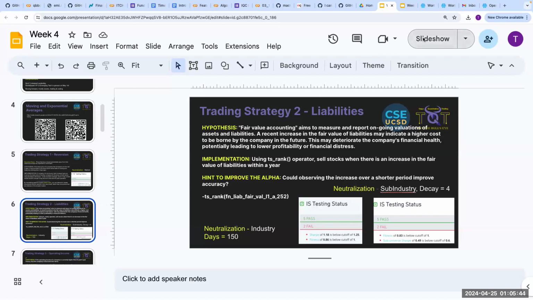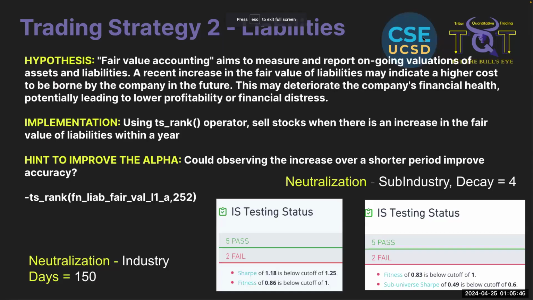The other one was about liabilities. One parameter is called fair value accounting. That means if your company's liabilities are increasing, the company is bearing more cost of loan on it. This is deteriorating the company's financial health, right? It's getting under loans. So that indicates that you don't want to invest in those companies. That's just a simple strategy.